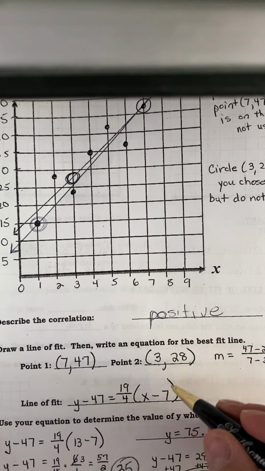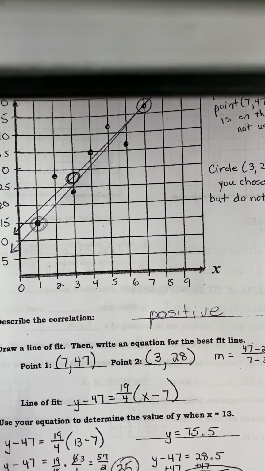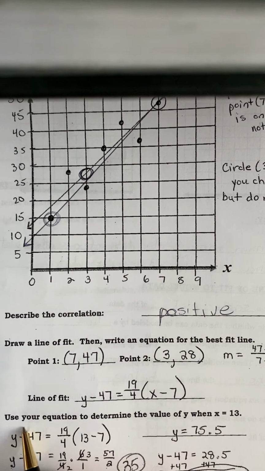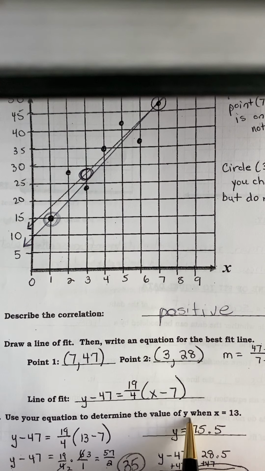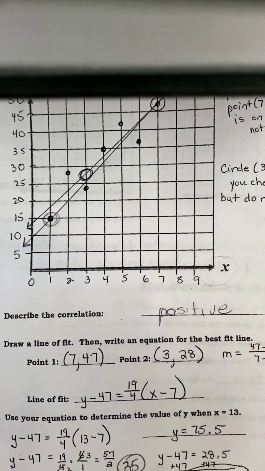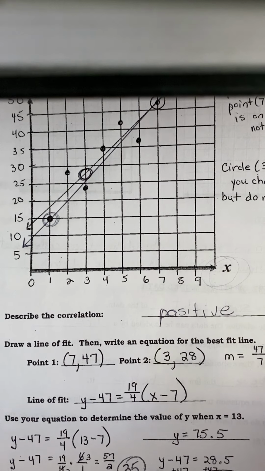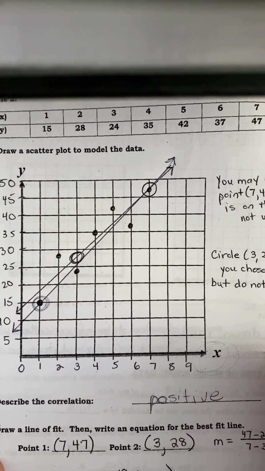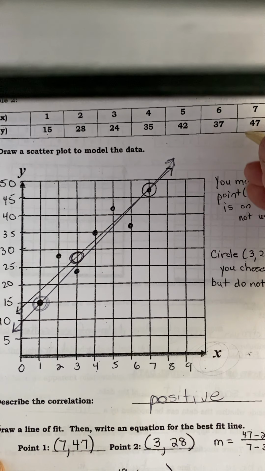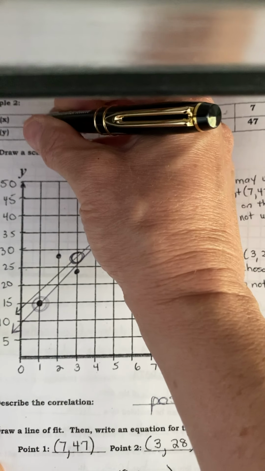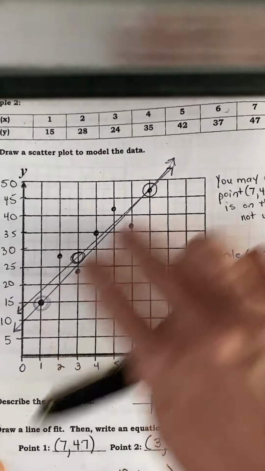Sometimes I will tell you to put that line of fit into slope-intercept form. If I don't tell you, you can leave it in point-slope form. The next question says, use your equation to determine the value of y when x is 13. Notice on my graph, x only goes up to 10. If I extended the line out and tried to estimate, I would guess it would be around the 70s. But it's not on the graph.